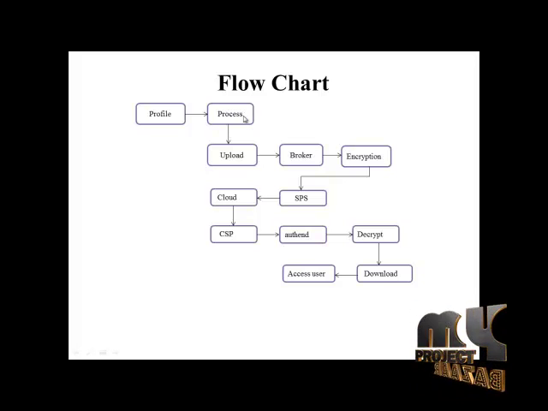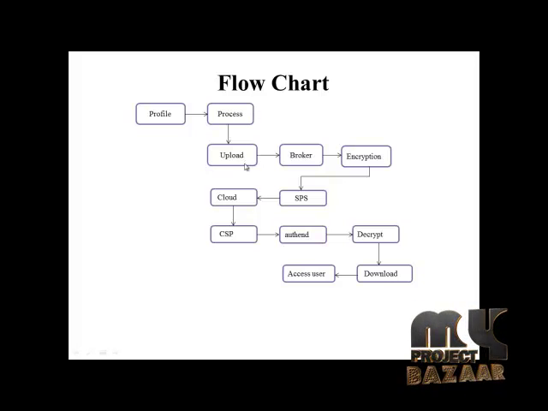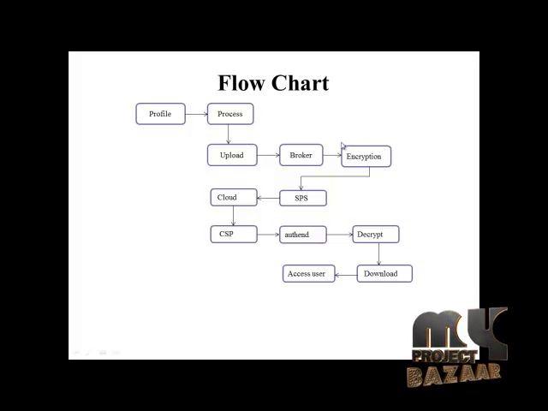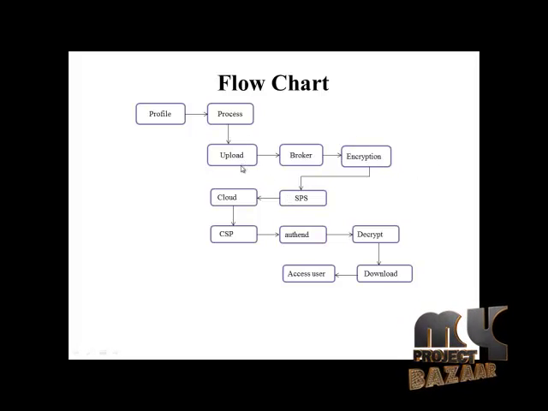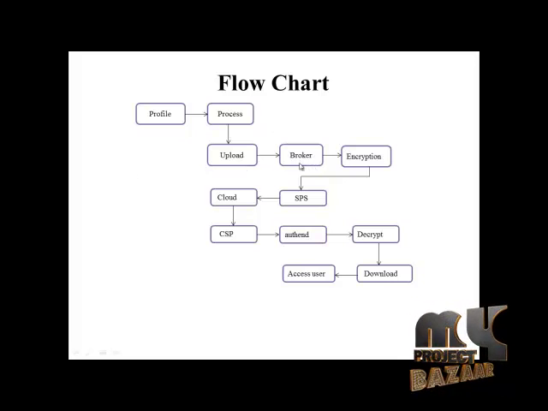Next is the process. The process means, when the users come to the cloud, what is our process? Suppose the data owner chooses to upload or download. The data owner chooses to upload, and the data is successfully stored on the cloud. But how is the data successfully stored on the cloud? The data owner uses the file chooser to choose particular files. The file is sent to the broker. The broker is one of the third parties.